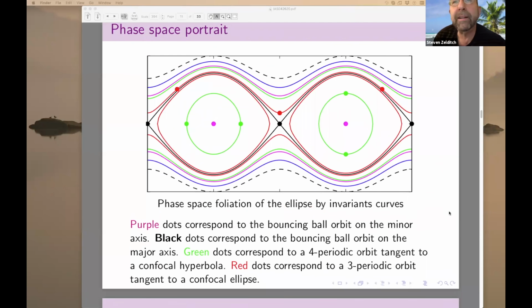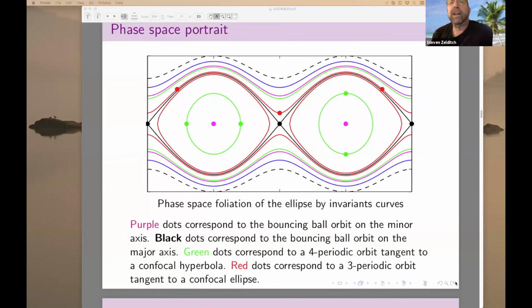So here's another picture that you can see. The purple dots correspond to the minor axis, and those are period 2 for the billiard map. The green dots, well, it says here they correspond to a 4-periodic orbit, but a very important thing about the billiard map, which I'll come to in a moment, is that the periodic orbits, of course, lie on invariant curves, but if you have a periodic orbit on an invariant curve, then every point on the invariant curve is periodic of the same period. That's a very important point. So, Peter, did you hear that?